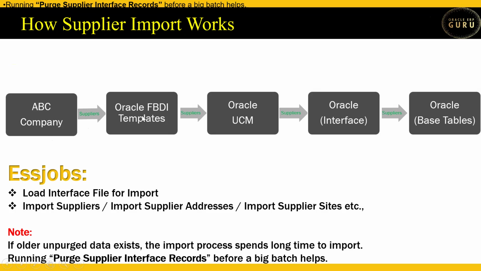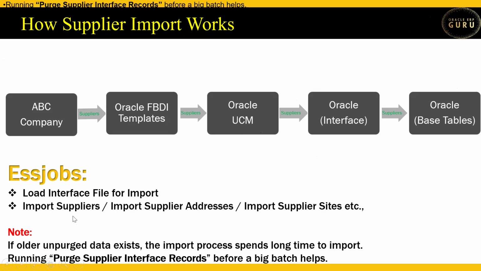Oracle provides us FBDI templates. It means file-based data integration template. This is one of the Excel templates. In that Excel template, we load all the supplier details, and those details will be loaded into Oracle UCM. UCM is a repository. Once the data has been moved into Oracle UCM, the data will be loaded into the Oracle interface table, and finally it will move into the Oracle base table after all the successful validations are done at the interface level. What should I remember as a consultant?